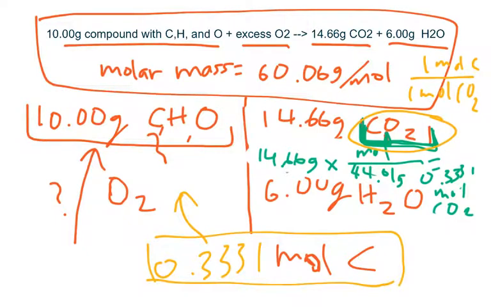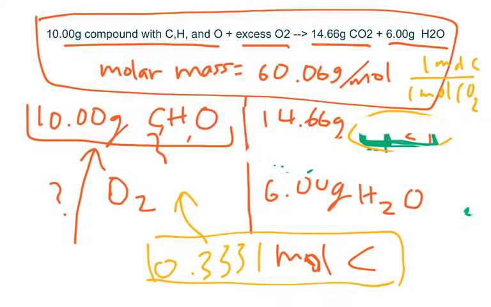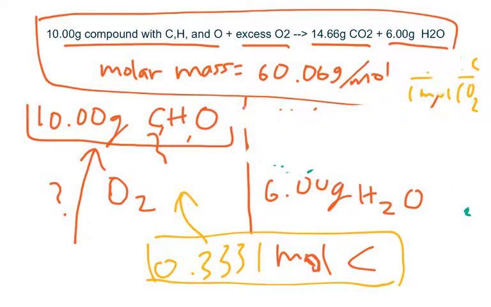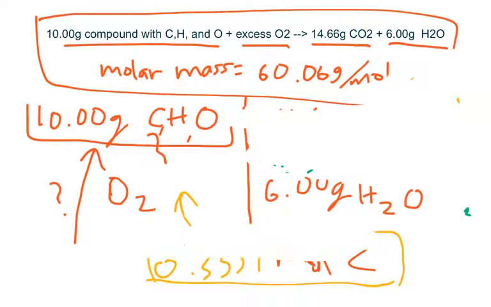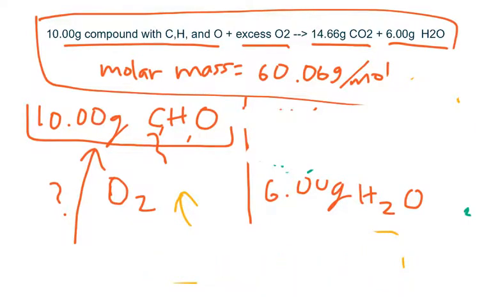So let's move on and let me erase all of this and let's look at the water now. So let me do some erasing. Let me erase that too. And let me write 0.3331 moles here for record keeping. So let's now look at something else. So let's write the 14.66 grams of carbon dioxide again.